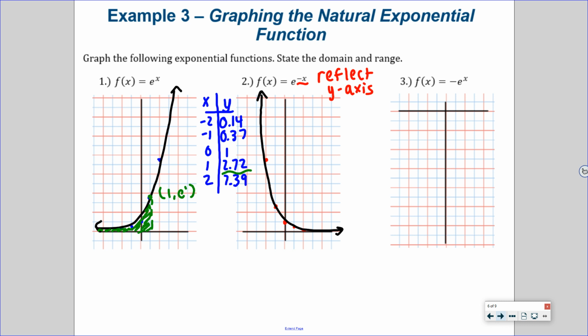All right. Here, negative outside, that's reflection over the x-axis. And the graph kind of gave that away for you. So I'll go back to your key point there, 0, 1. That's going to now be at 0, negative 1. 1, e, 2.72, that's going to become 1, negative 2.72. And then we have that 7.39. There we have those ones pretty close to the y-axis there.